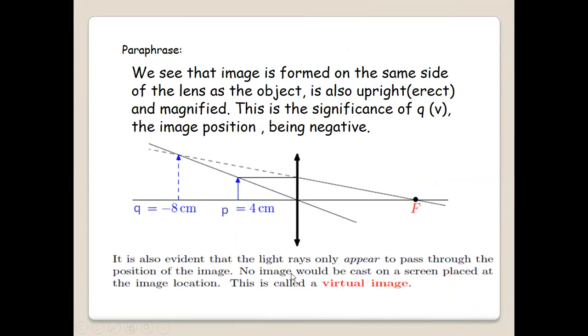It is also evident that the light only appears to pass through the position of the image, so no image will be cast on a screen placed at the image location, and this is called the virtual image. So when the object is within the focal length, we always get a magnified and virtual image, and this is the way a convex lens acts as a simple microscope, that is, a simple magnifying glass. For looking in the magnifying glass, we have to place the object within the focal length.